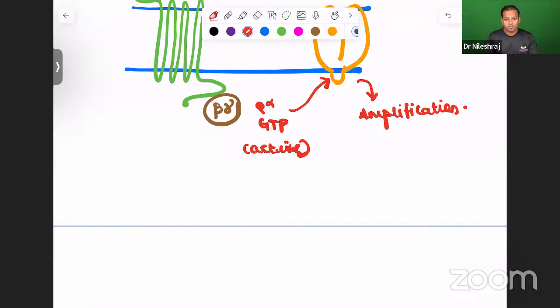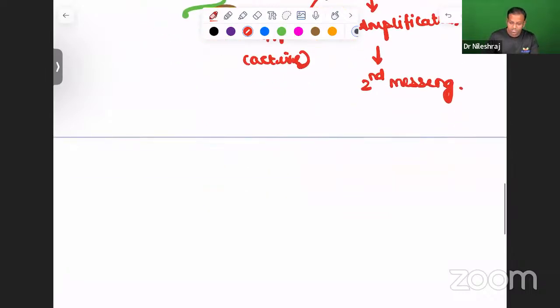G protein coupled receptor is also called an amplification receptor because the responses are going to get amplified. A single ligand binding on the extracellular area has its effects amplified to a very much higher end. Why is there an amplification? Because from a single effector, there will be release of lots of second messengers.